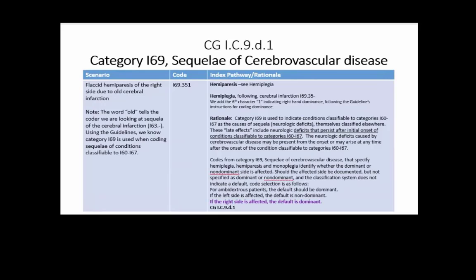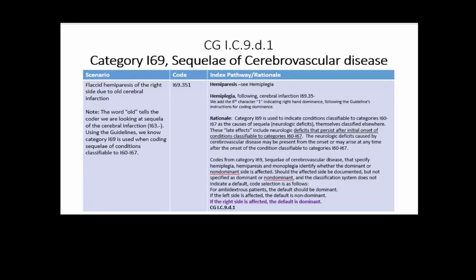The next guideline has to do with the sequela of cerebrovascular disease, which would be, for example, hemiplegia that continues after someone's recovered from a stroke. You do not use this I-69 code for a patient who is in the hospital right now, having had a stroke. That would be a G code for hemiplegia. Your I-69 code is particular to that patient who has a sequela or an existing hemiplegia after discharge from the hospital, recovering. They've had the stroke, they've recovered, and they still have this weakness on one of their sides.